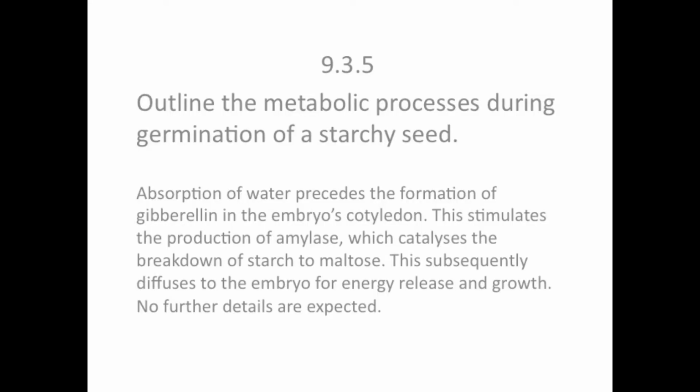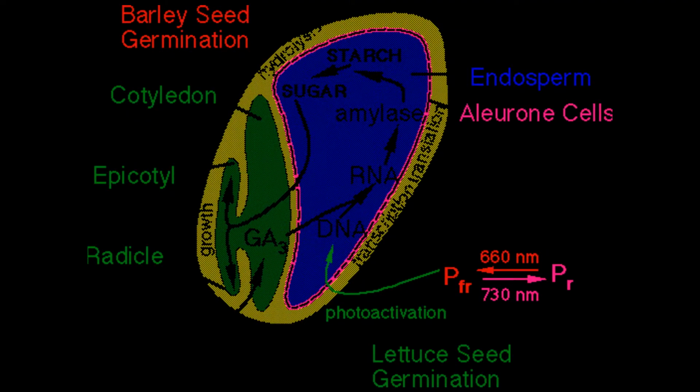So now that we know the conditions needed for seed germination, let's have a look at the biochemistry and the steps of seed germination, which fall under IB syllabus detail 9.3.5, which is to outline the metabolic processes during the germination of a starchy seed. The first step of the process is that with adequate temperature and oxygen, water is absorbed, and the hydrostatic pressure causes the testa to split. After this, embryo cells begin to produce gibberellic acid or GA, which is a growth regulator.